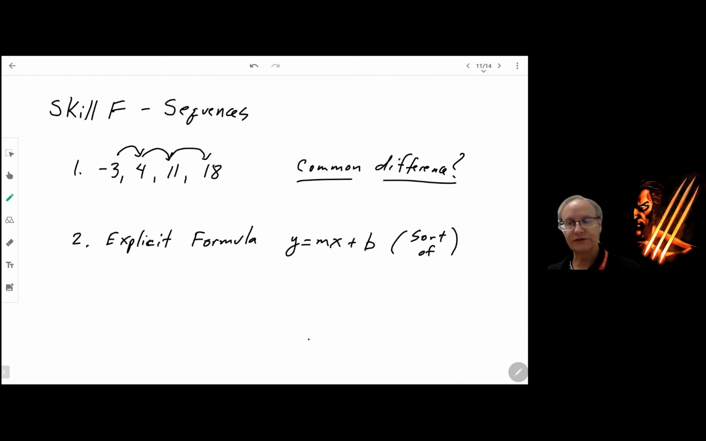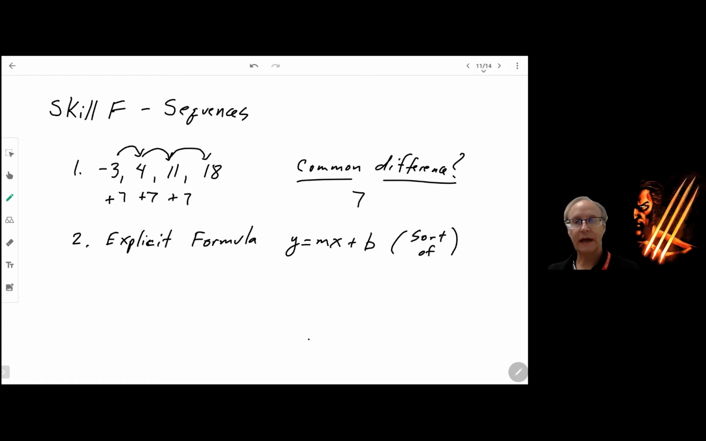Well, remember, for a difference, you subtract. And if you subtract these two numbers, you get 7. And if you subtract these two numbers, you get 7. And if you subtract these two numbers, you get 7. What's happening is they're going up 7 every time. So the common difference is 7.